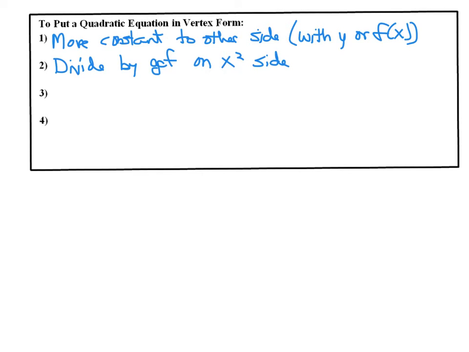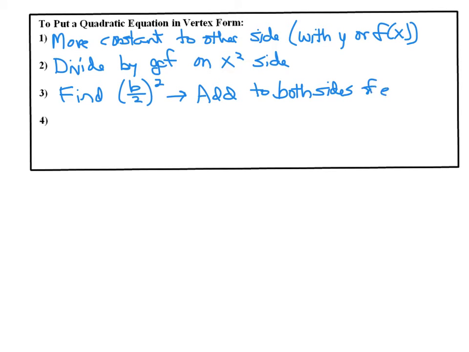Step number 3 is going to be to find what the b over 2 is, so half of b, and then square it. And what do I want to do? I want to add that number to both sides of the equation. Step number 4 is to do the factoring of the trinomial.